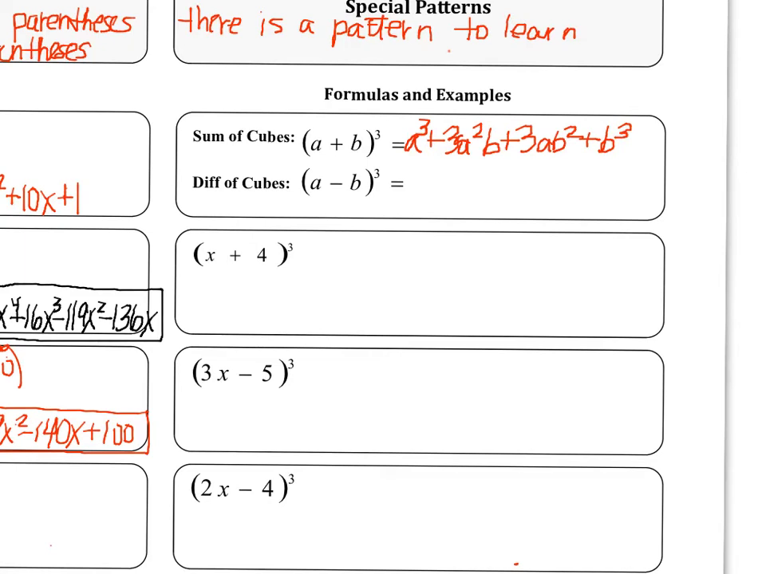If I have a difference of cubes, that's the quantity a minus b to the third, that really reduces to a to the third minus 3a squared times b, so they're really close, it's just got a minus sign there, plus 3ab squared minus b to the third. Okay? So I want you to remember that you can FOIL 3 times. You could do that, it would work out, but it wastes time. Learn this pattern and it will go much, much quicker.